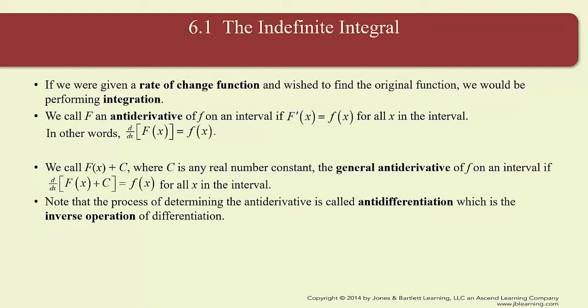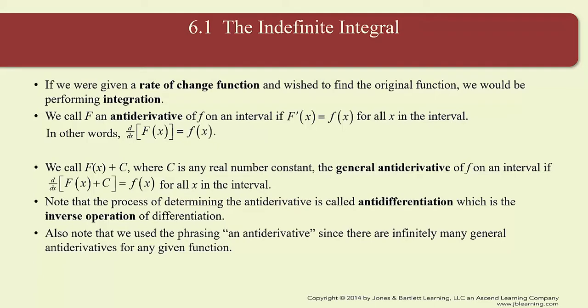Here's the key, the process of determining an antiderivative is called antidifferentiation, but the key is that it's the inverse operation of differentiation. It undoes differentiation. So analogous to how addition and subtraction are inverse operations, they undo each other. Multiplication and division are inverse operations, they undo each other. Differentiation and antidifferentiation are inverse operations. They undo each other.